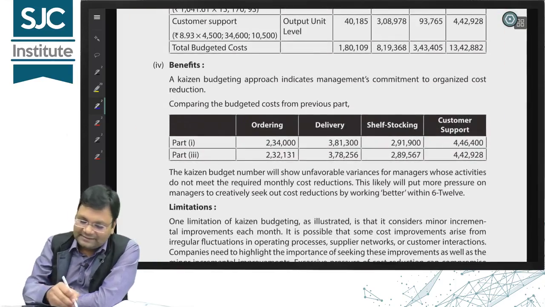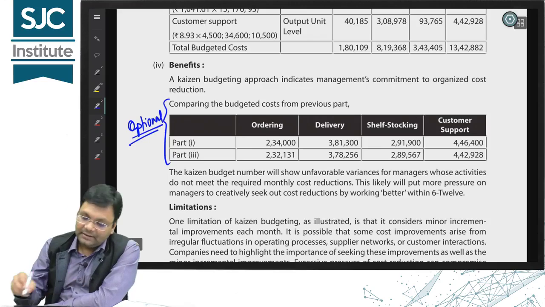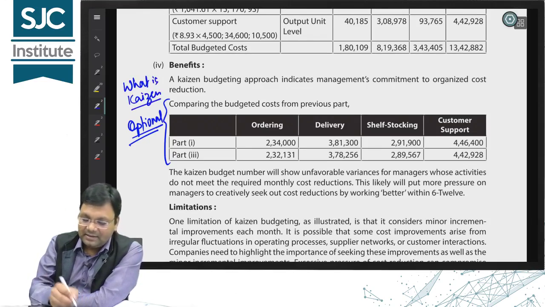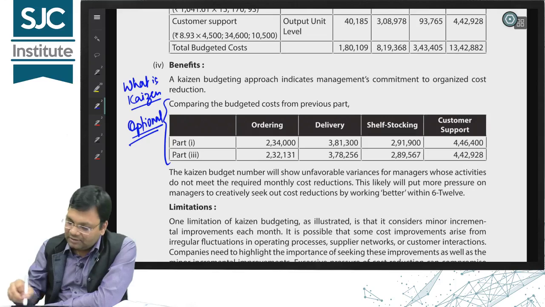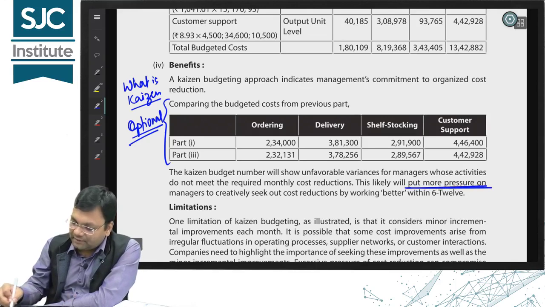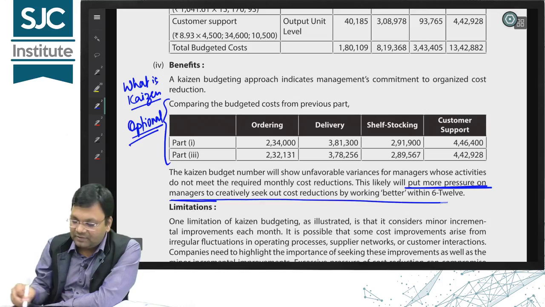They have given this table to compare, which is optional, which you may not write in your exam. They have described what Kaizen is, which you again may not write. If you're writing, it's fine. You can write this line, that it will actually put more pressure on our managers to creatively seek out cost reduction by always working better within budget.